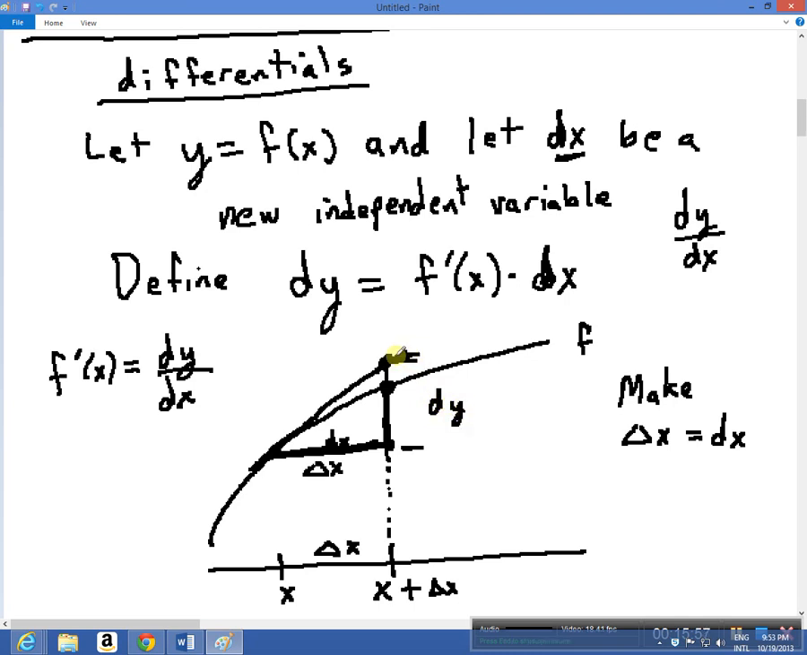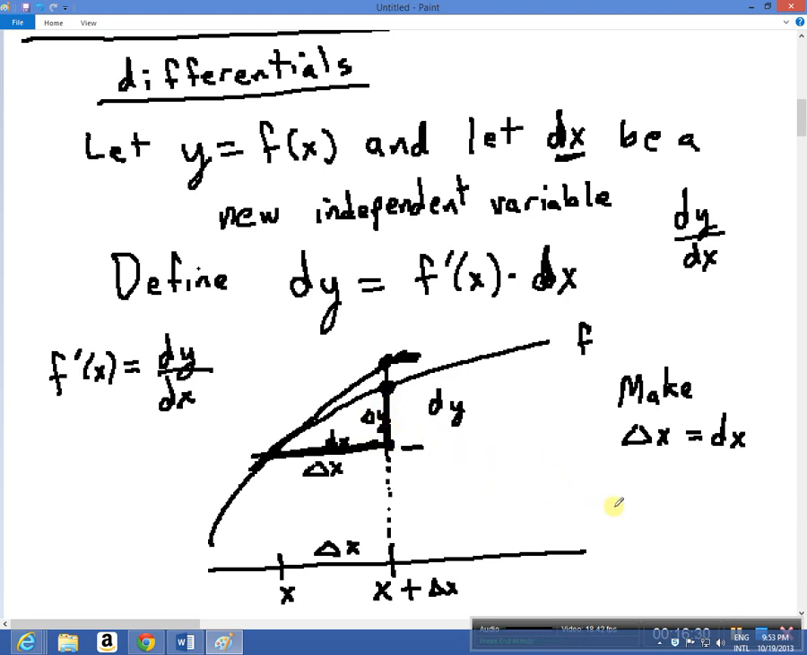So dy is this much right here, going from this y value up to the line's y value above x plus delta x. That's dy. Now, this other distance from here to here, you could say that's exactly delta y. That's just the change in y. Y changes from going from here to there. But you see that delta y might be a little bit of a pain to calculate. Calculating the change in y is sometimes hard.